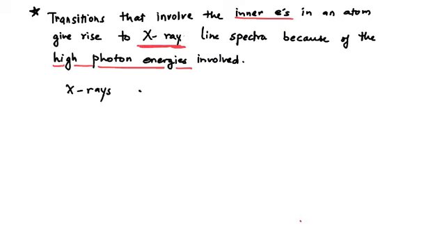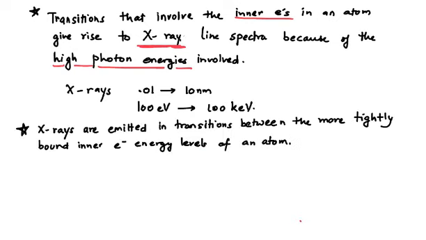X-rays are called, by definition, those electromagnetic waves which have 0.01 to 10 nanometer of wavelengths, and equivalent energies are from 100 electron volt to 100 kilo electron volt of energy. So here X-rays are emitted in transitions between more tightly bound inner electron energy levels of an atom.